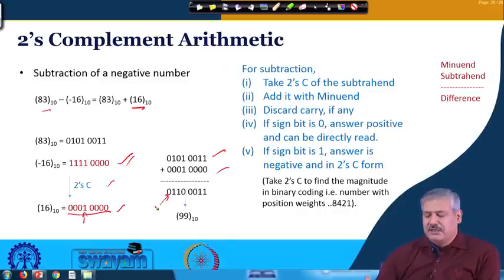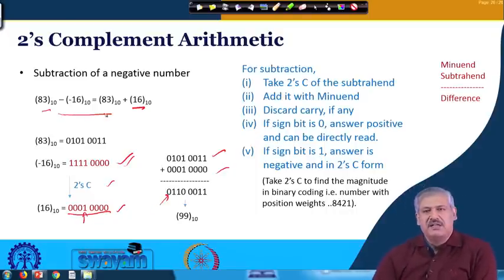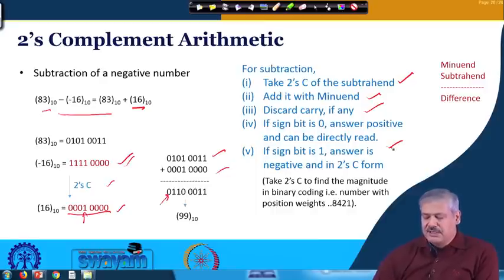So, if we combine the different things that you have seen, this is effectively an addition only. For subtraction, take 2's complement of the subtrahend, add it with the minuend, and discard carry if there is any. If the sign bit is 0, the answer is positive and can be directly read or interpreted. If the sign bit is 1, the answer is negative and in 2's complement form.